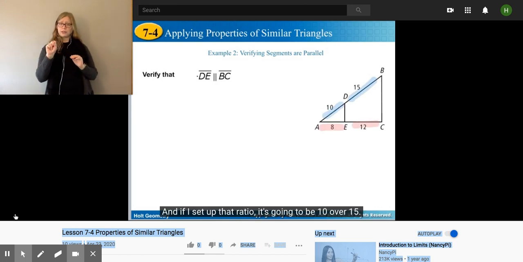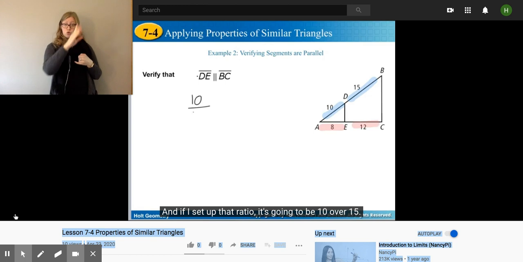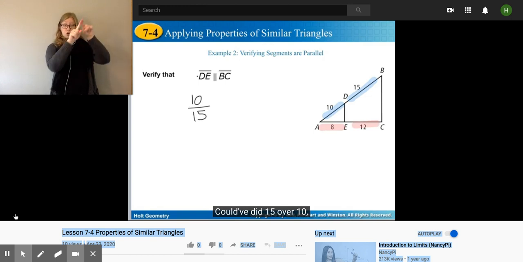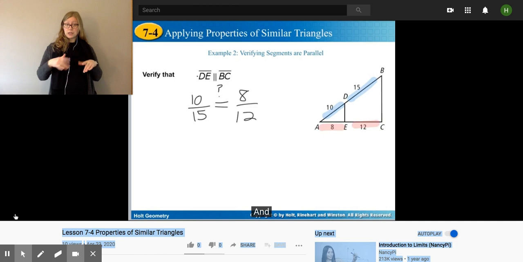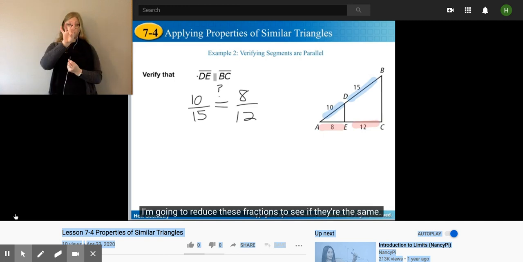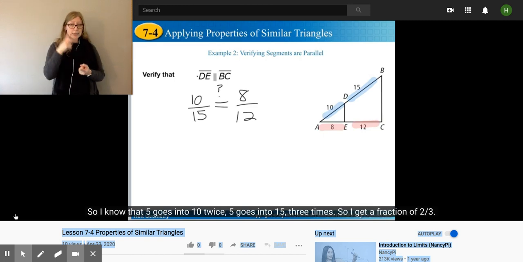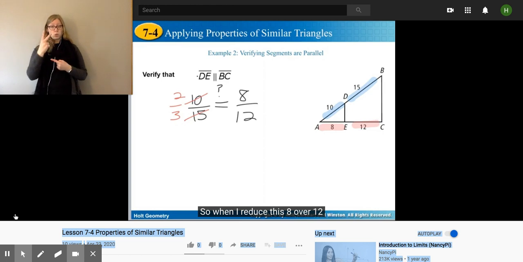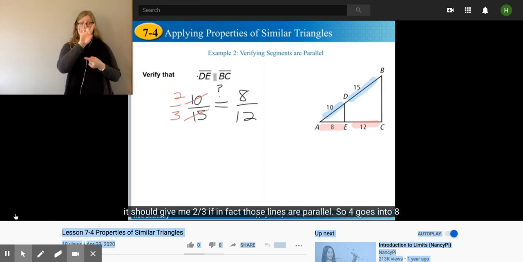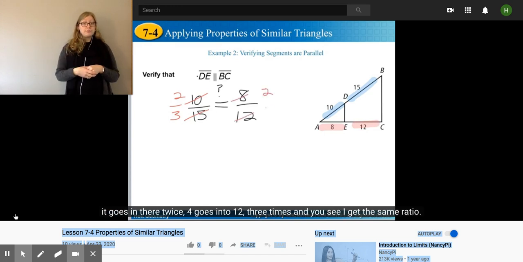And if I set up that ratio, it's going to be 10 over 15. Could have done 15 over 10, but I didn't. And I don't know if these are equal, so I'm going to put a question mark here. And 8 over 12. And I'm going to reduce these fractions to see if they're the same. So I know that 5 goes into 10 twice, 5 goes into 15 3 times. So I get a fraction of 2/3. So when I reduce this 8 over 12, it should give me 2/3, if in fact those lines are parallel. So 4 goes into 8 twice, 4 goes into 12 3 times. And you see I get the same ratio.